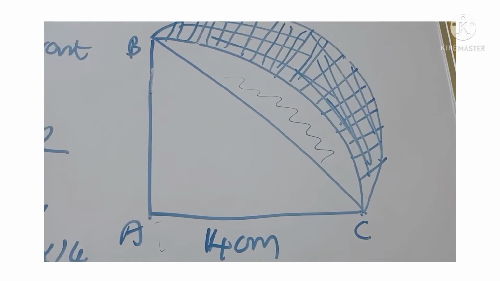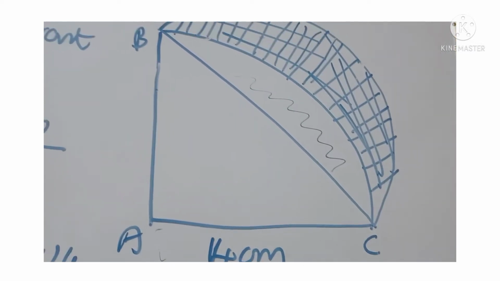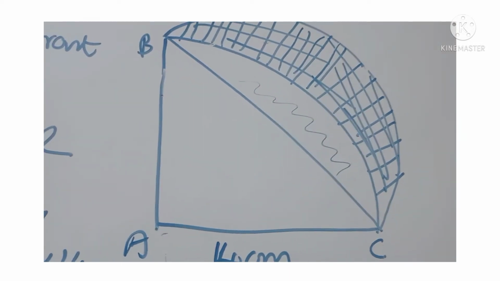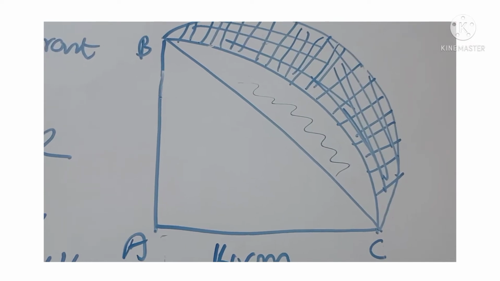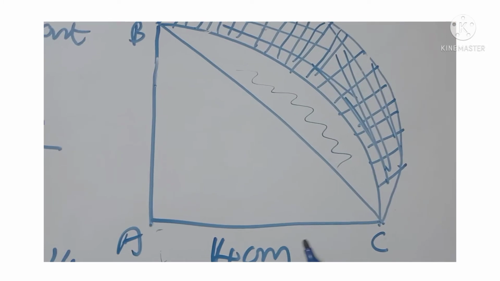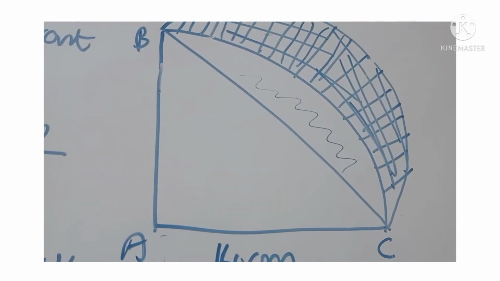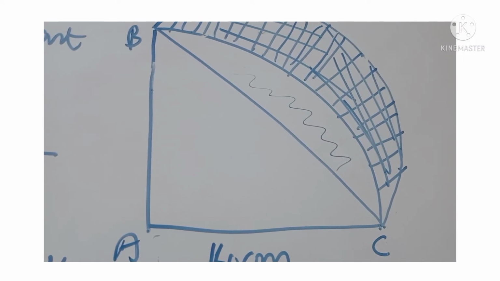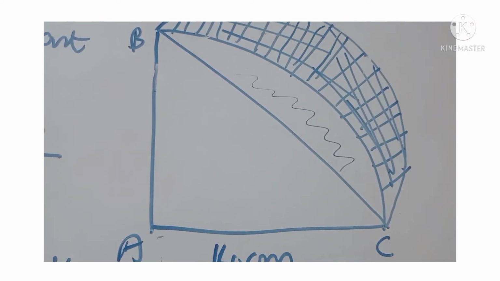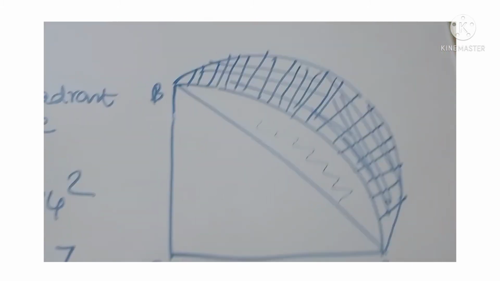Here, the radius of this quadrant is given. This is not a semicircle, it is a quadrant. So, the radius of this quadrant is given as 14 centimeter. And using Pythagoras theorem, how can we find the length of BC? 14 square plus 14 square is equal to BC square. So, 196 into 2. So, BC is equal to 14 root 2.